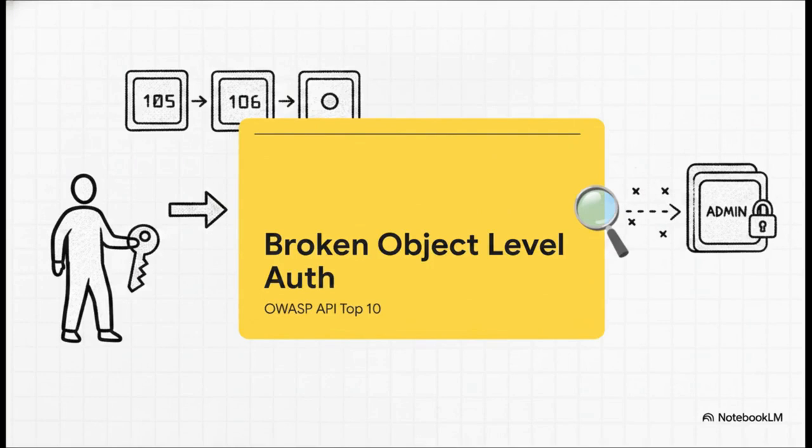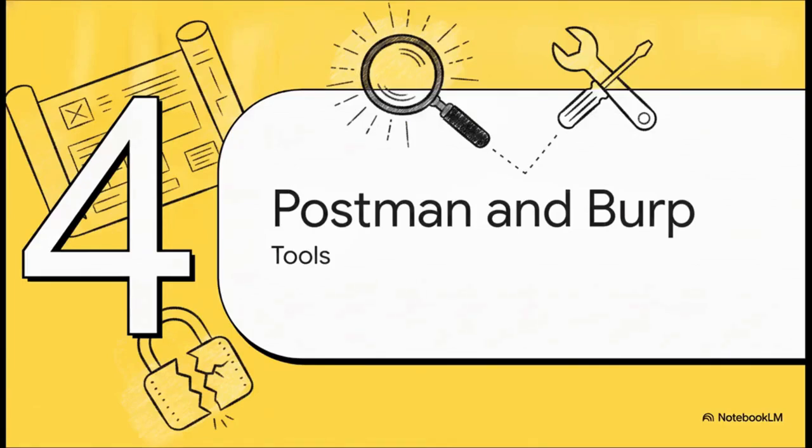Then we have BOLA, or Broken Object Level Authorization. This one is a super subtle but devastating structural blind spot. Let's say your system assigns you user ID 105. You can see your own data perfectly fine. But what if you arbitrarily change that 105 to a 106 in the URL? Or maybe to an admin's ID like 001? If the API just blindly accepts that request without double-checking your actual security clearance against that specific requested object, well, you've just walked right into someone else's private vault. It's a massive risk. So how do we find these issues?